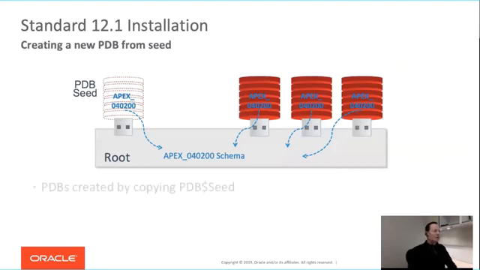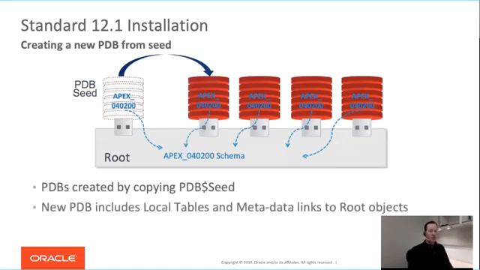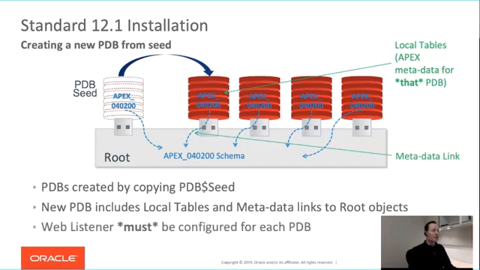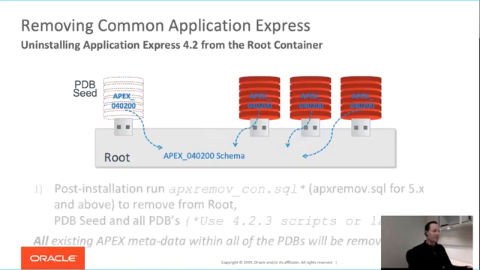So Application Express was also in something called PDB$seed, which is used when you create a new PDB. And so therefore, when you created a new PDB, it would already contain Application Express. So it would be a new Application Express instance, and all you would have to do is configure a web listener to connect to that PDB, and you'd have a brand new version of Application Express.